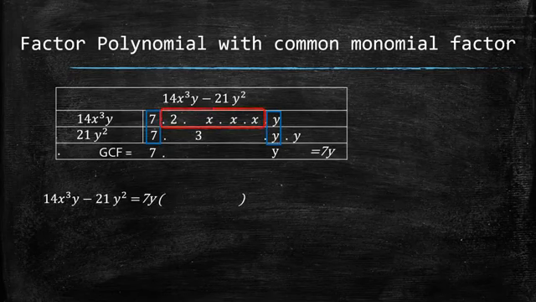Unsa ang nabilin sa first term after nato makuha ang GCF? So unsa ang nabilin? 2x, x, x. Kung imo na siya i-multiply, that is 2 times x times x times x. The result is 2x cubed. Mauna ang imong isulod sa parenthesis. Okay, 2x cubed.